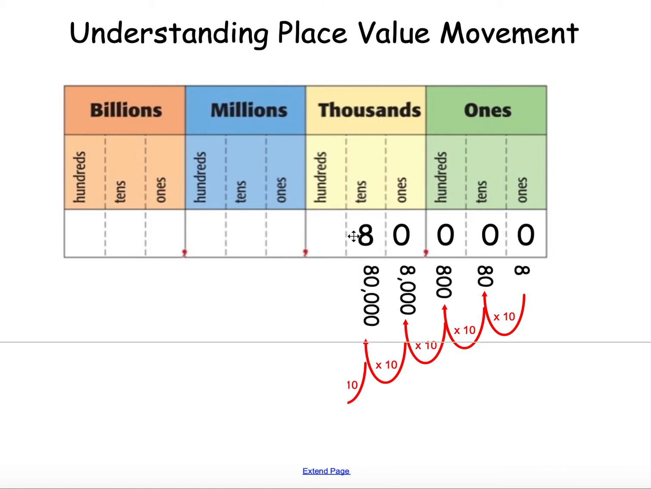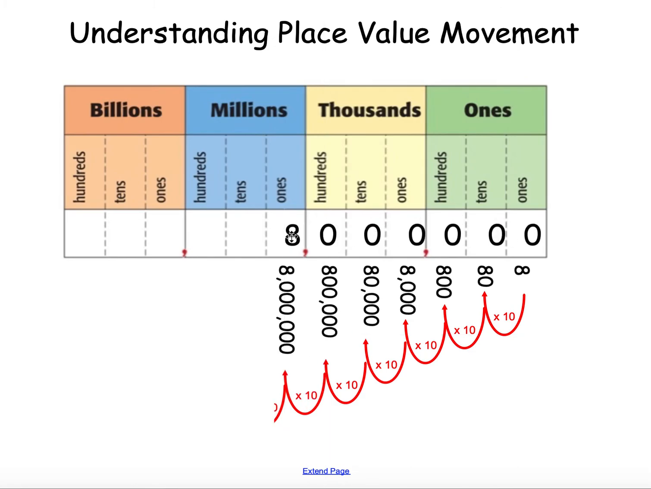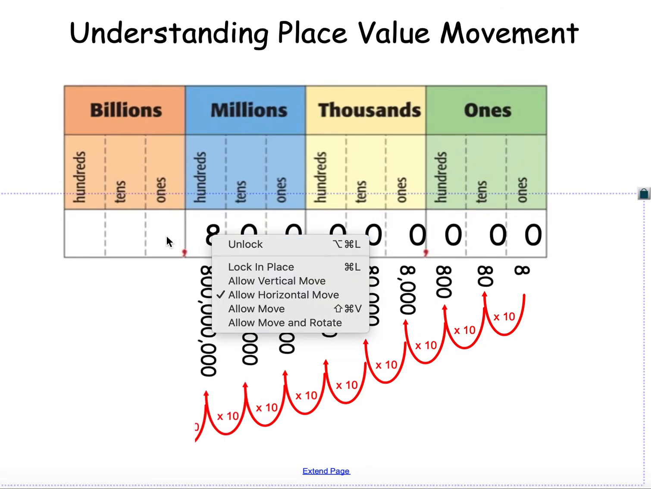So as I move one place to the left, all I'm doing is times 10 each time, just tacking on one more zero. So it continues to grow times 10 each time.